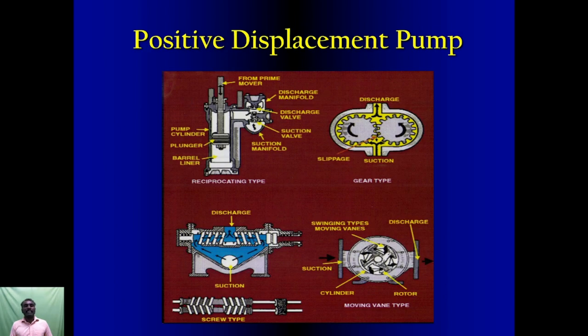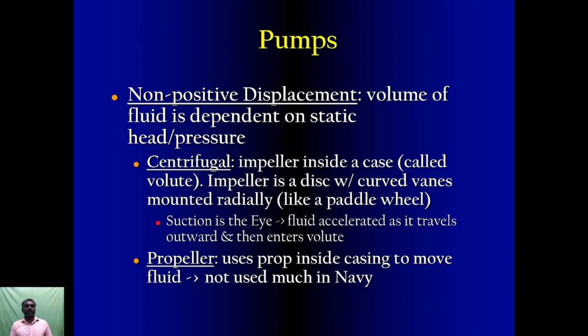This is a schematic diagram of various positive displacement pumps. Example, reciprocating type, gear type, screw type, moving vane type. These are all the four positive displacement pumps: first one is reciprocating type, gear type, screw type, and moving vane type.